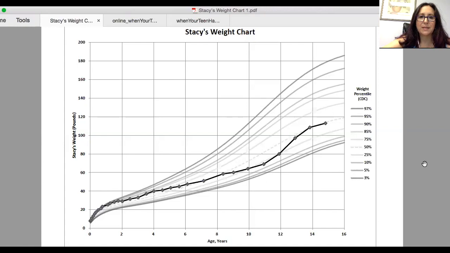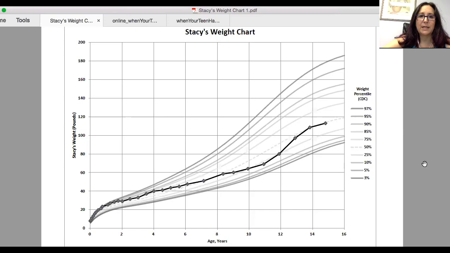This book is designed to help parents who are helping a teen to recover from an eating disorder. And today I want to talk to you about how to interpret a weight chart. So this is really helpful when determining a recovery goal weight for a teen in recovery.